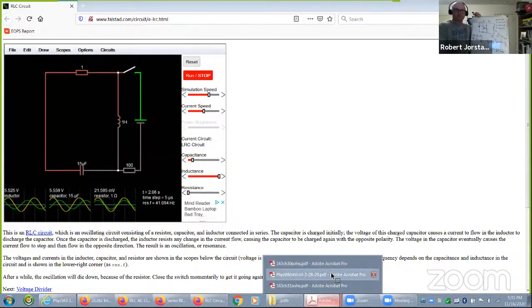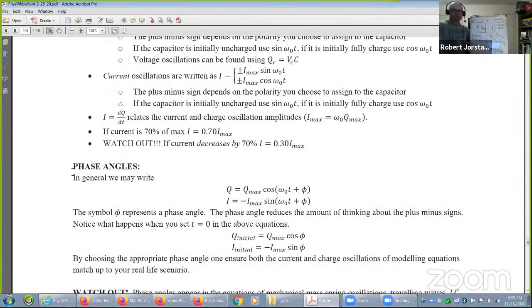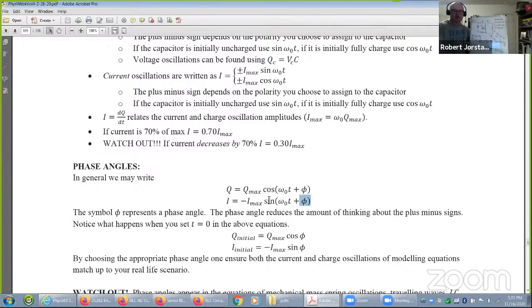But the idea is you could start and stop the time at different spots and you'd either get a sine wave or a cosine wave. Well, how does that manifest itself in an equation? Let me see if I could show you. If I go back to the previous page, in general, these equations help us explain the current as a function of time, or the charge as a function of time. It's either going to be a sine or a cosine.